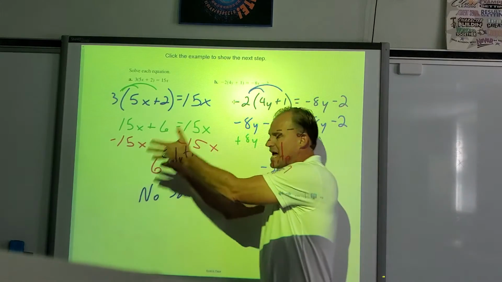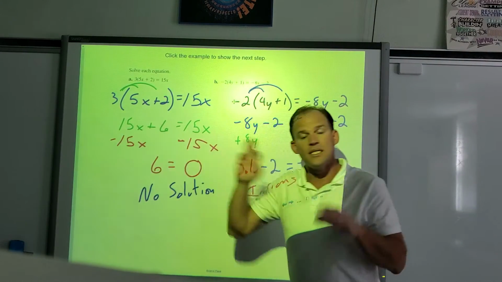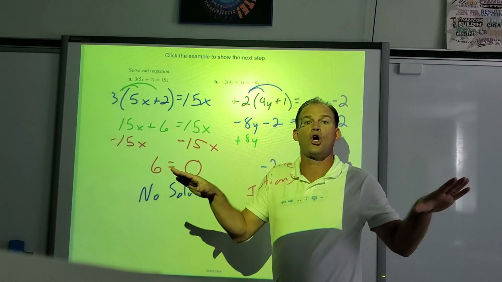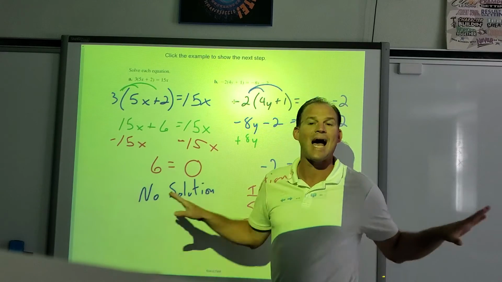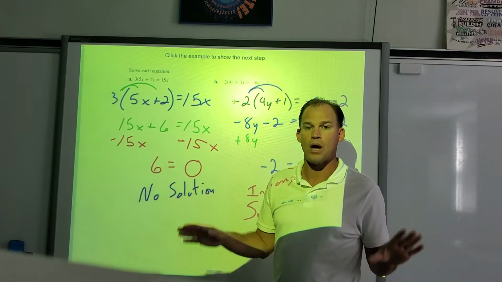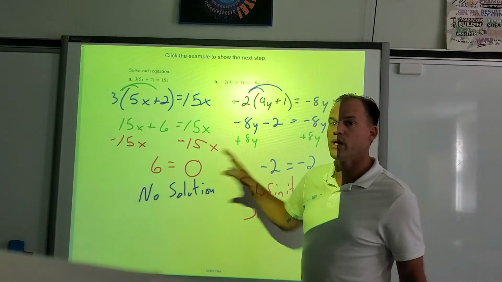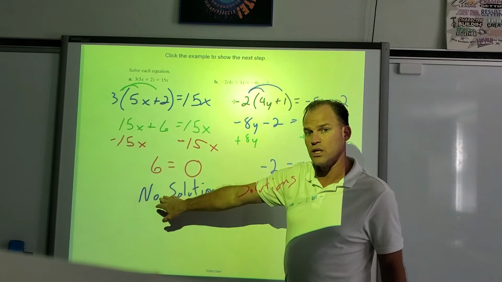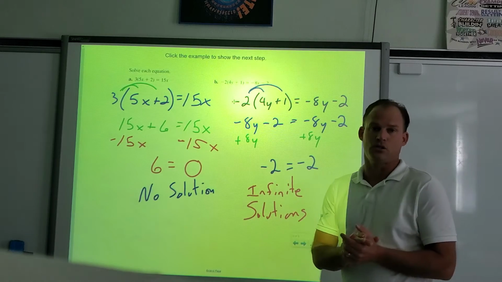So that's the exact opposite of what's going on over here. Again, this is only happening when the variables are gone. If there's still a variable, if this would be 15x minus 14x, not happening here, not a problem. Only when the variables are gone from both sides of the equation do we have one of these two situations. If the resulting equation is false, you say no solution. If the resulting equation is true, you say infinite solutions.